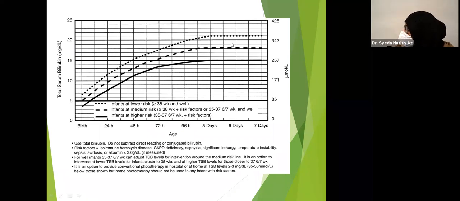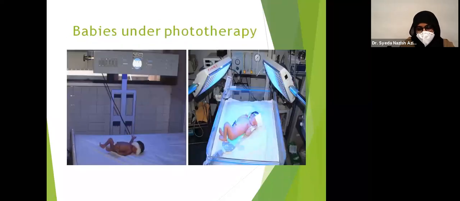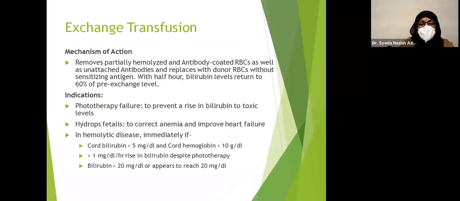So this depicts what threshold we want to use for a particular newborn, and the threshold we want to use depends upon their risk factors. The risk factors are noted on the bottom of the graph. You just plot it according to the age and see if they are at risk or not. I would skip the technique of the phototherapy, but here is a picture of a baby receiving phototherapy.